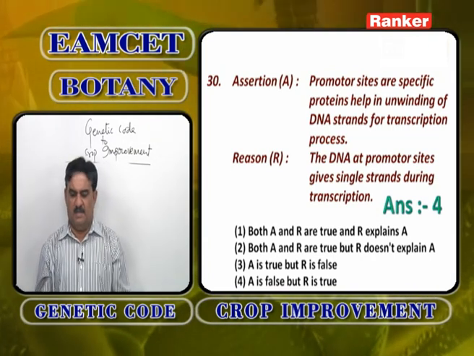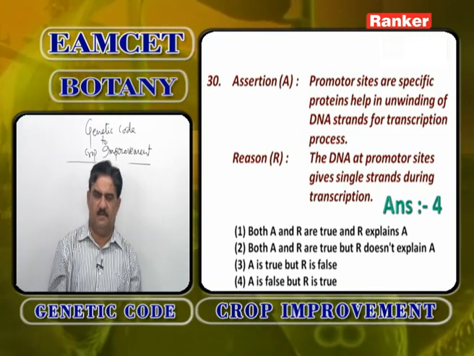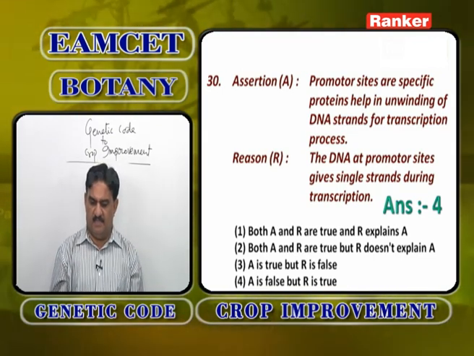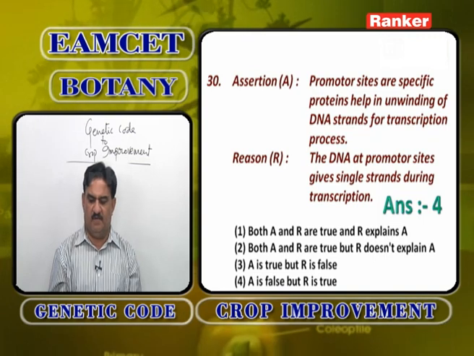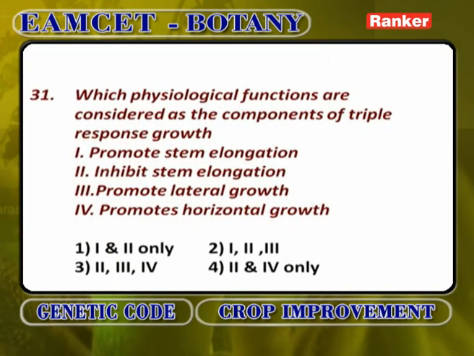So here, DNA at promoter sites gives single strand during transcription is correct. Single stranded messenger RNA is formed. But promoter sites are specific proteins helping in unwinding of DNA strand for the transcription process is wrong. A is false, R is true.